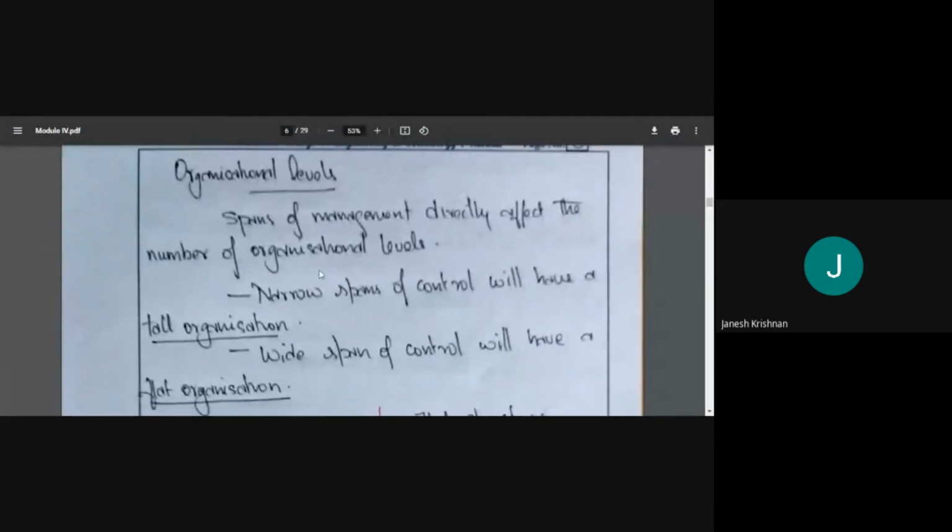So spans of management directly affect the number of organization levels. Why do we have different organization levels? Because there's a limit to how many persons can be supervised by 1 person. One person may effectively supervise 5 in one industry. In another industry, he might only be able to supervise two persons. In some other industry, he may be able to supervise 10. Like that, it will change. So organization level will depend upon the span of management, right?